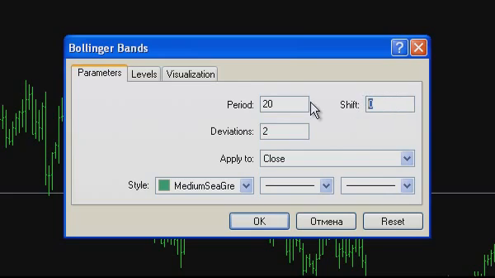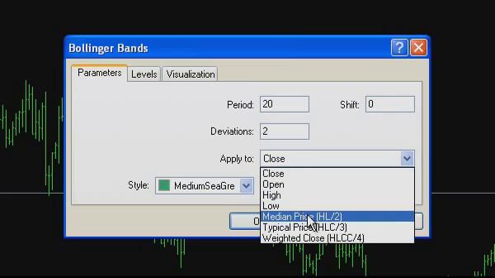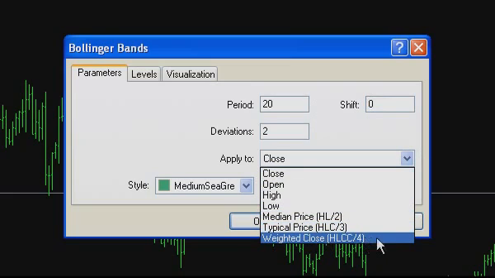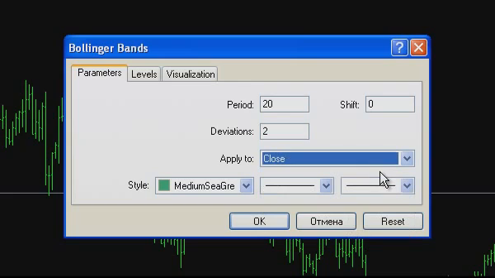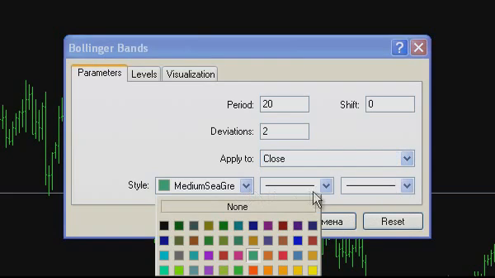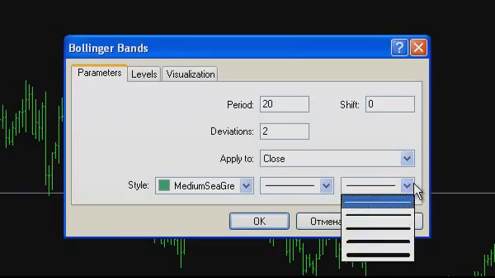The Shift parameter allows moving Bollinger Bands onwards or backwards by several bars. The Apply to parameter is designed to determine which price parameters will serve as the basis for plotting a simple moving average and the upper Bollinger Bands' boundaries. The color and the style of the indicator are selected with the help of other parameters.